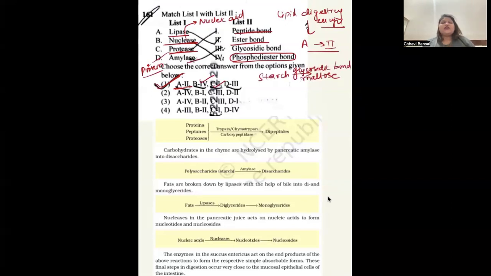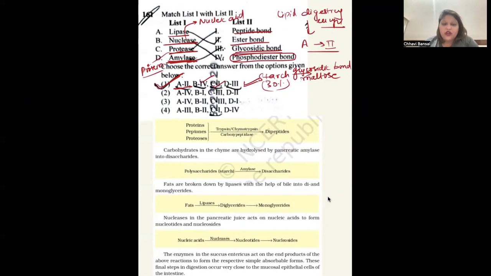Okay, so this is the analysis from the biomolecule point of view. But if you know the digestive system also, you can easily do it. How? You remember salivary amylase present in our mouth helps in the digestion of starch into maltose. 30% of the starch is digested in our mouth and converted to maltose, right? So the salivary enzyme is responsible. So amylase digests the glycosidic bond, which is present in carbohydrates. If you know that, it is very easy to know the answer. If you know even any one of the options, you can easily go for the answer.